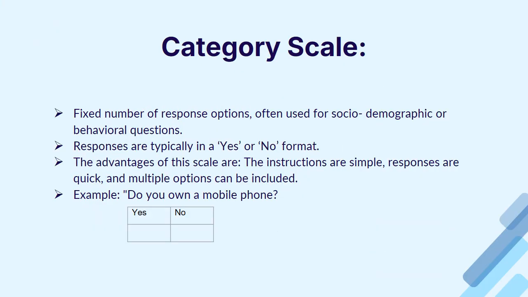Now, the third type of non-comparative scaling technique is category scale, where respondents select from fixed options, often yes or no. The advantages of this scale are: the instructions are simple, responses are quick, and multiple options can be included. For example, do you own a phone? Yes or no.